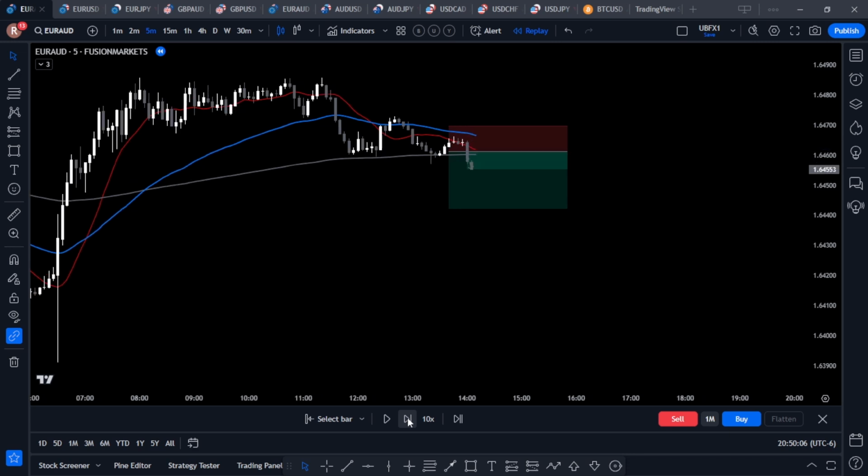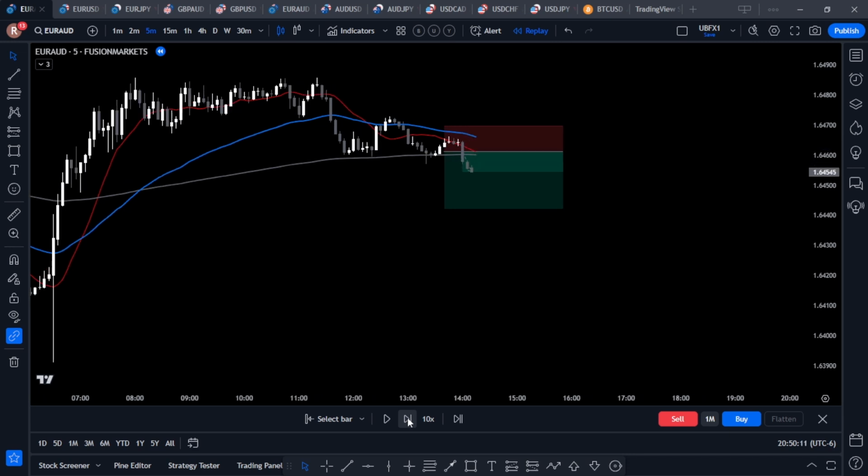We are on the 5 minute. So at this point, we're in the trade. The market has taken us into the trade. If I am going to lose, I don't want to lose any money if that's possible.